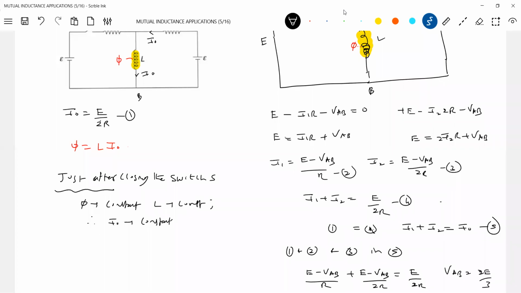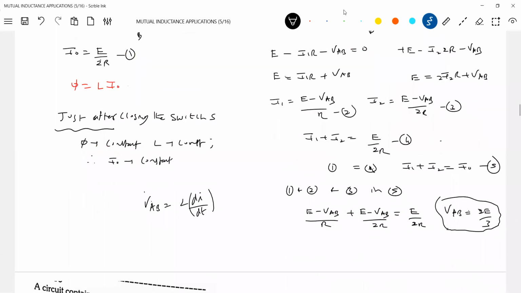We get VAB as 2E by 3. Magnitude only, why bother about that negative sign. It's the rate of change of current. So now we know VAB. Let's come to across the inductor. What can you write? VAB equals L di by dt. We know VAB is 2E by 3, and L we know, so I'll get di by dt.